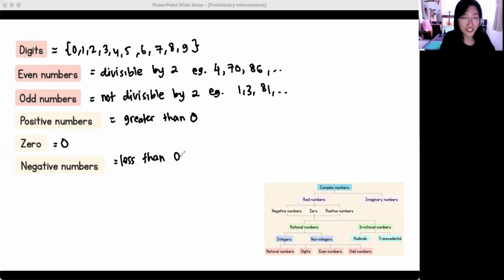Okay then, so those are the sets of numbers. I hope this will help you in the future lessons, so we have the same language in our mind. When I talk about natural numbers, real numbers, you already know what it means, okay?